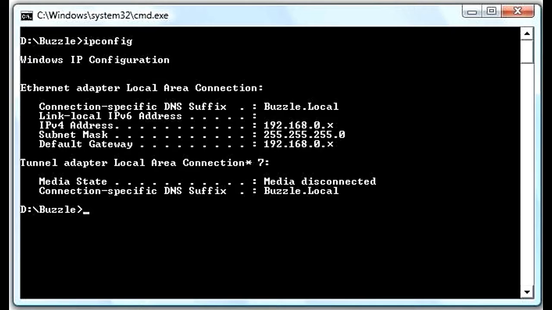Another extension to the above command is ipconfig /flushdns. This clears the DNS cache of any unauthorized IP addresses or technical glitches.